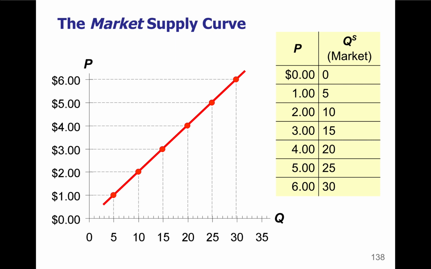But as the packs of gum go up in price from $1 to $6, there is a certain amount of quantity that suppliers are willing and able to supply. And as the price of the pack of gum rises, then there's more profit margin, assuming that the cost is the same.